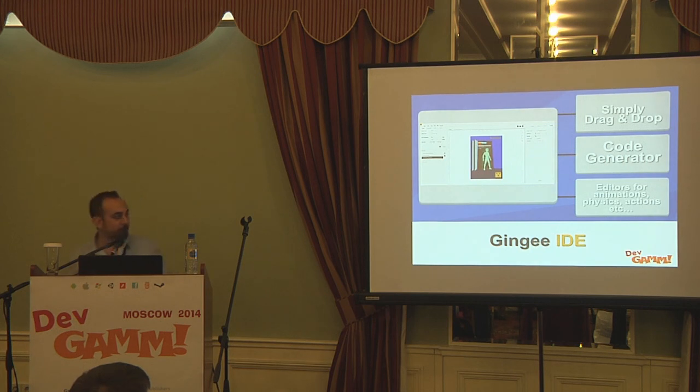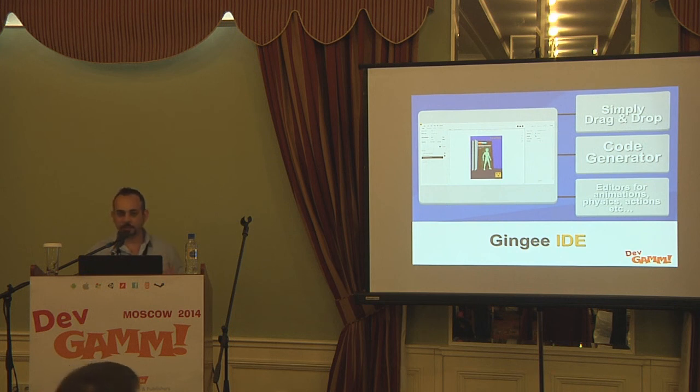So this is for the code. The next thing I want to talk about is the IDE. The Gingee IDE is a simple drag and drop interface. You can drag and drop your way to an application. Everything I've shown you so far requires really good knowledge in programming, of course, and it's written in ActionScript 3, by the way. But the Gingee IDE's advantages are, first of all, of course, it's a drag and drop interface, so it's very easy to create stuff with. But it's also a code generator.